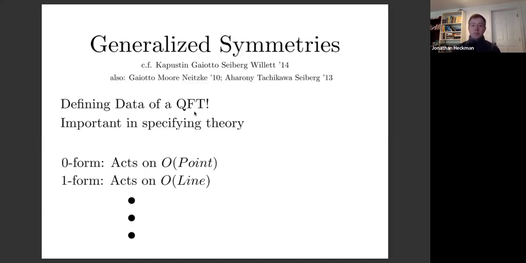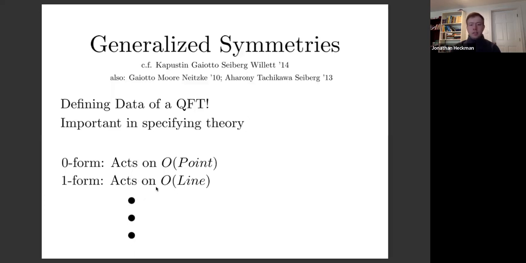One of the things that's been appreciated more in recent years is that you do need to speak about the spectrum of extended objects in order to really get a handle on what the defining properties are. You can have two theories that have exactly the same local operator content, but different extended objects. So this is important data in specifying what we actually meant, disambiguating different kinds of theories. Just as terminology, I'll refer to a 0-form symmetry as something that acts on the local operators, a 1-form symmetry that acts on lines, and so on down the line.